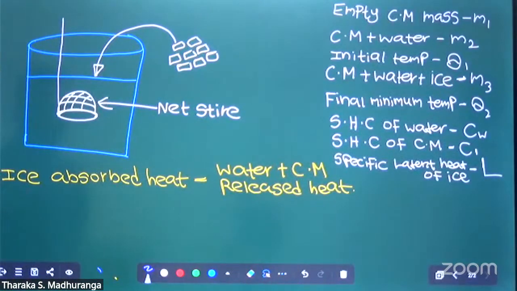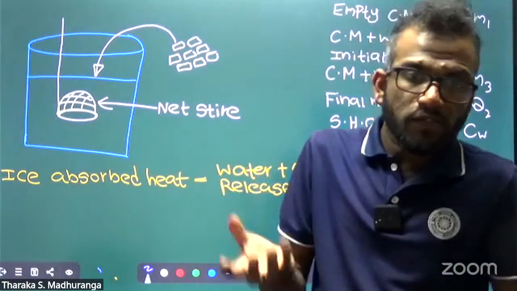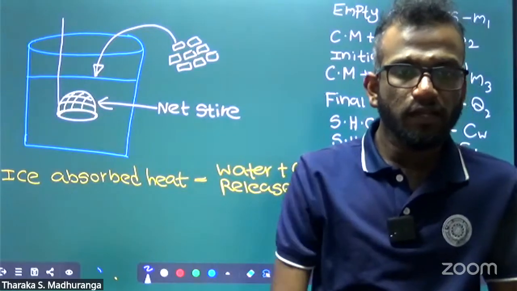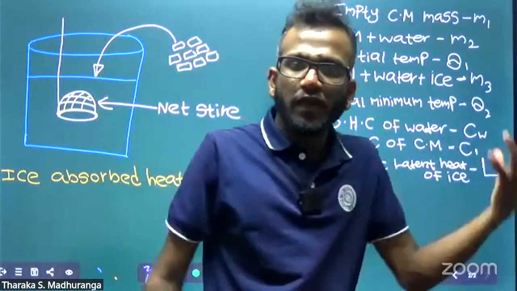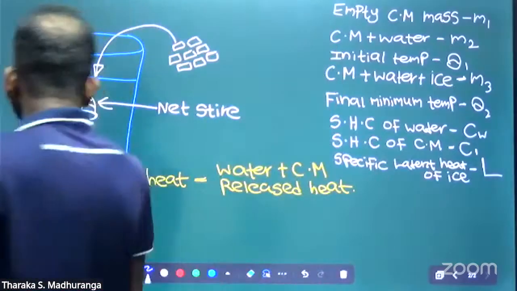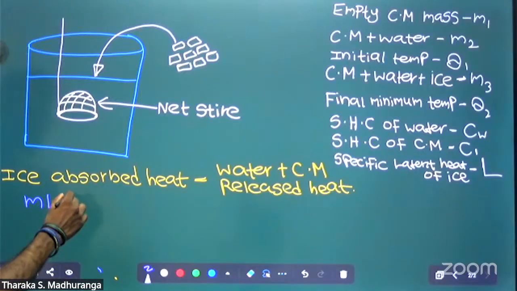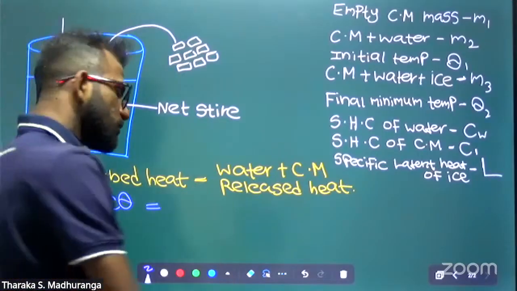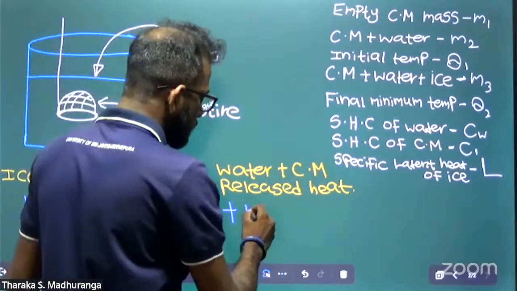Now what do we do? We need to get the equations we need to use for this experiment. The ice absorbs heat, and when absorbing heat the ice melts and finally reaches temperature θ2. First it is melting, the physical state change: mL, plus mcθ, equals the heat released by the water, mcθ, plus the heat released by the calorimeter, mcθ.